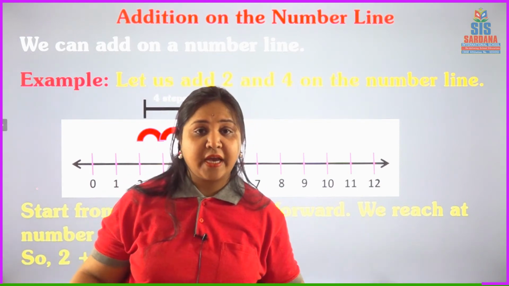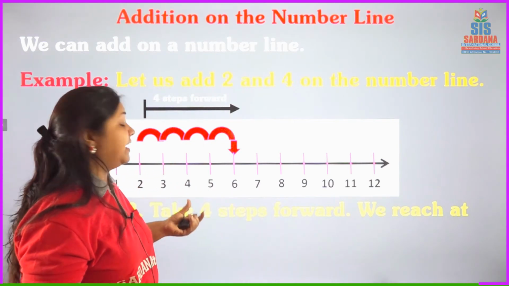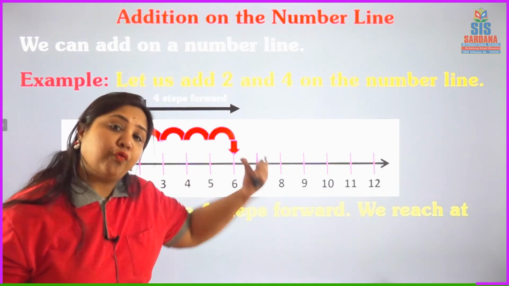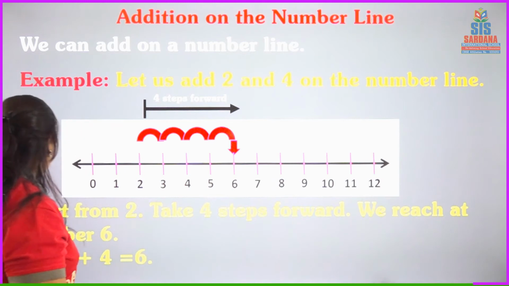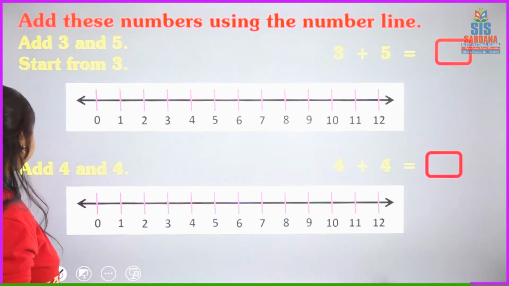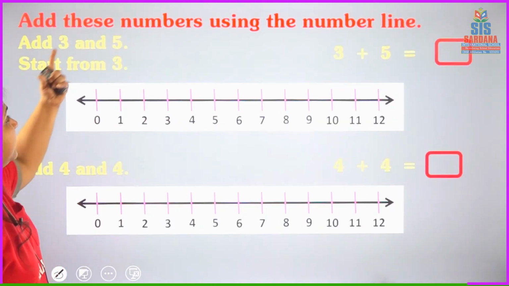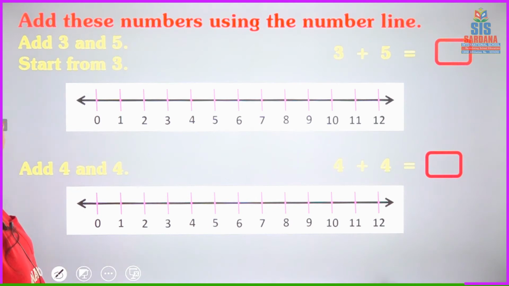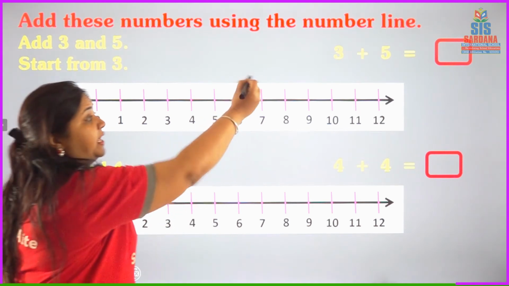We put things together. So, when we get more and more, in which case? When we move forward. So, now the next one. Let us see. Now here, add these numbers using the number line. Just look at here, add 3 and 5. We have to add 3 and 5.